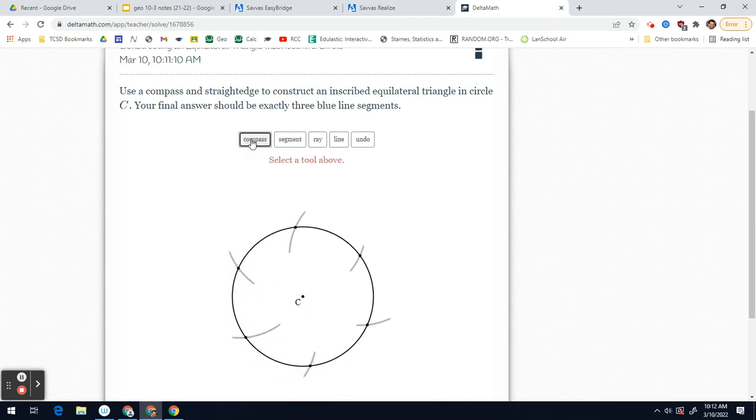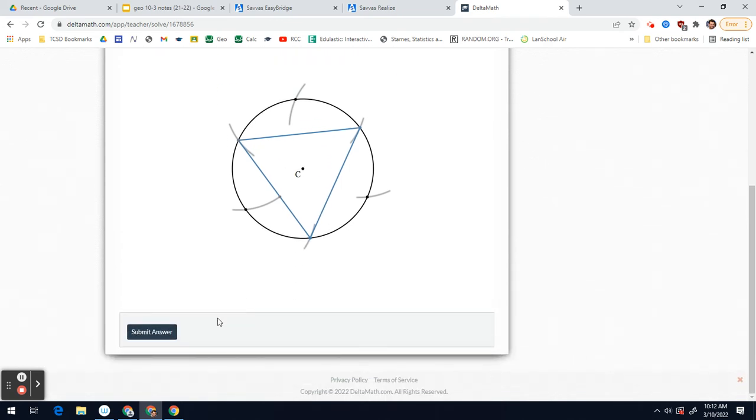Again, you still have to create the 6 points, but now start with a point and connect every other point. So here to here, here to here, and here to here. And there is your equilateral triangle.